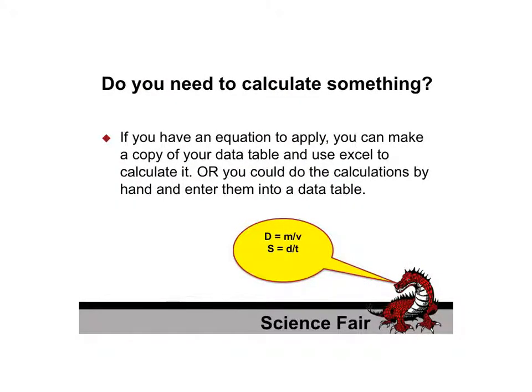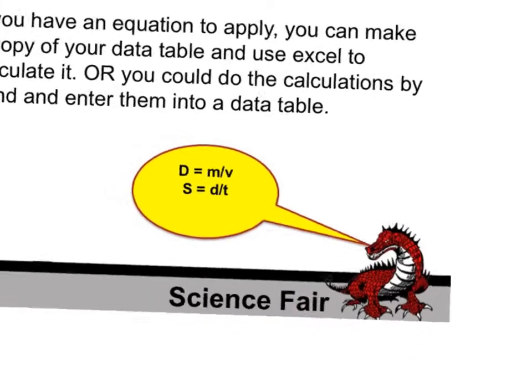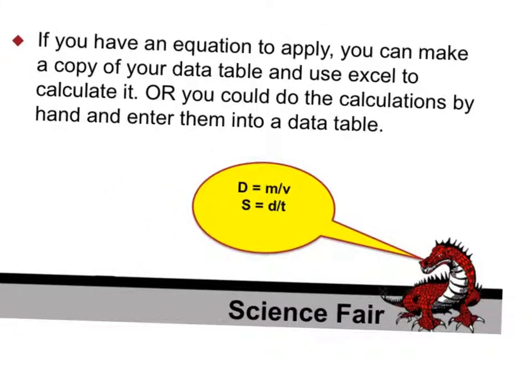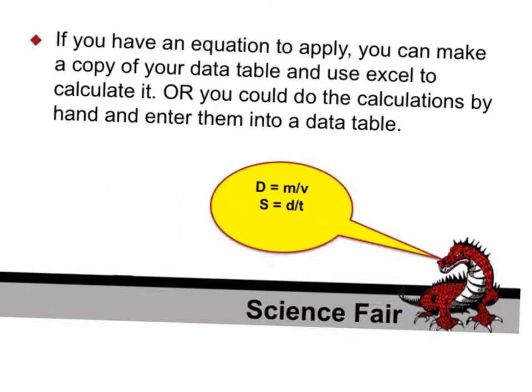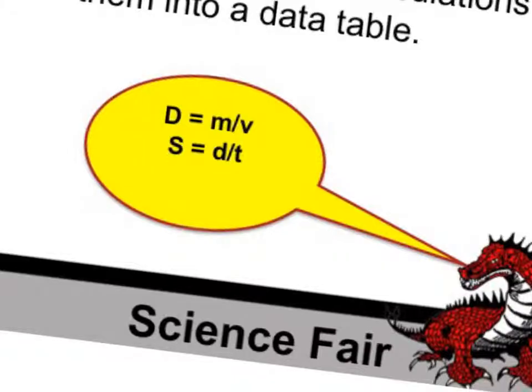All right, another thing you might need to calculate is that you have an equation that you need to apply. And that means that maybe I need to calculate something like a density or a speed or a flow rate. You can make a copy of your data table and use Excel to make the calculations, or do the calculations by hand and then enter them into a new data table or the same data table with a different column. You'll just have to figure out what the best way to do that is going to be.